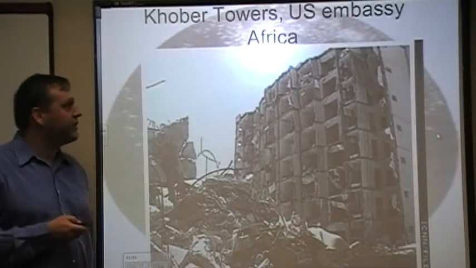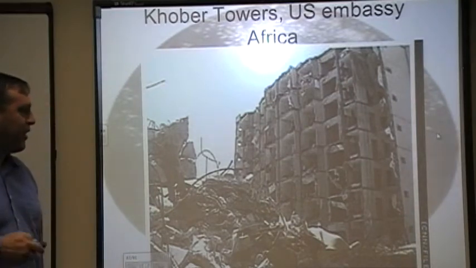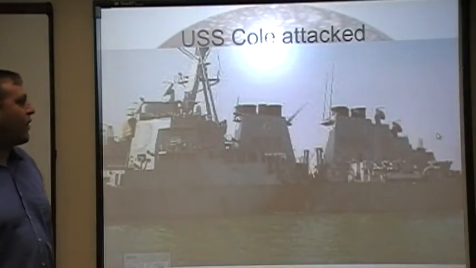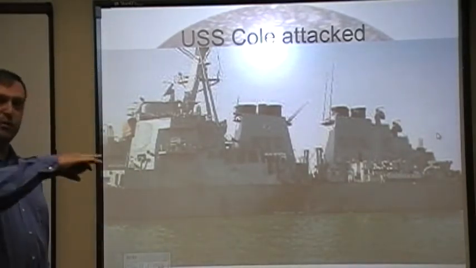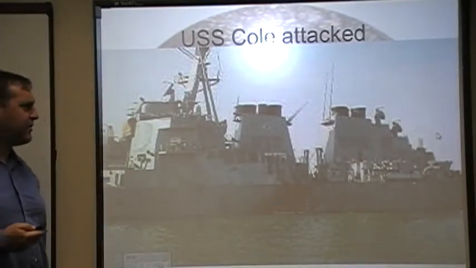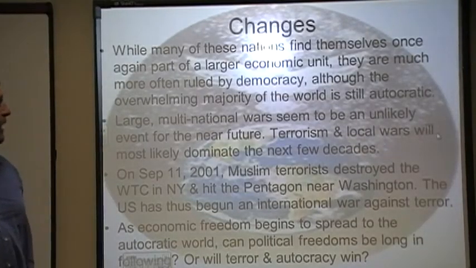This is the Khobar Towers. U.S. Embassy in Africa is blown up by a bomb. This is the USS Cole, a U.S. naval ship that was attacked by one of those little pneumatic boats with bombs on it. I think 11 sailors or something like that were killed in this attack.